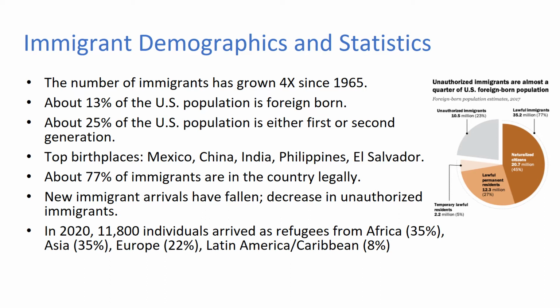The number of immigrants has quadrupled since 1965. Currently, about 13% of the US population is foreign-born, and that ends up being around 41 million people. And about a quarter of the US population is either first or second generation. This means that about 80 million people are immigrants or children of immigrant parents. The 5 countries with the most immigrants in the US are Mexico, China, India, the Philippines, and El Salvador.